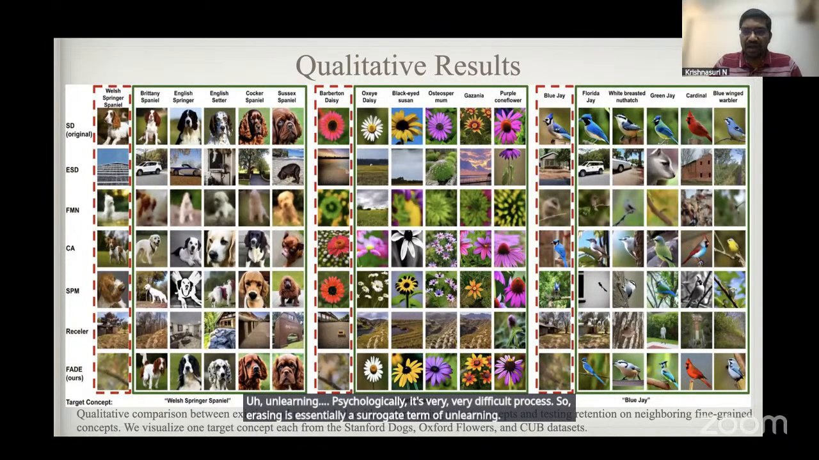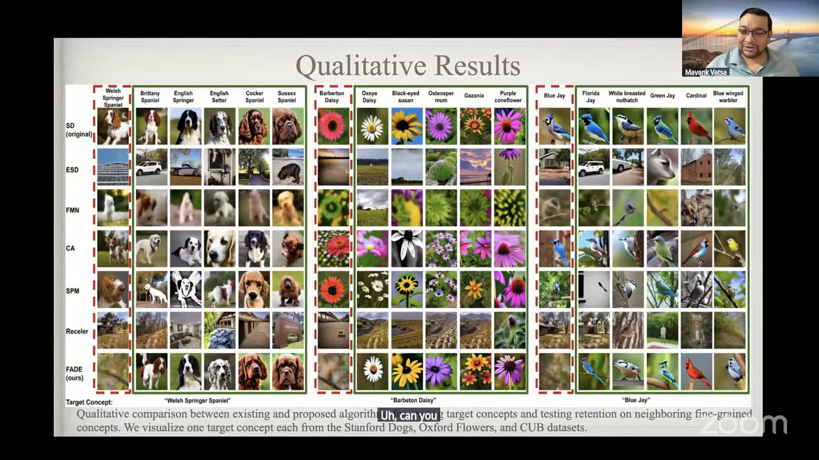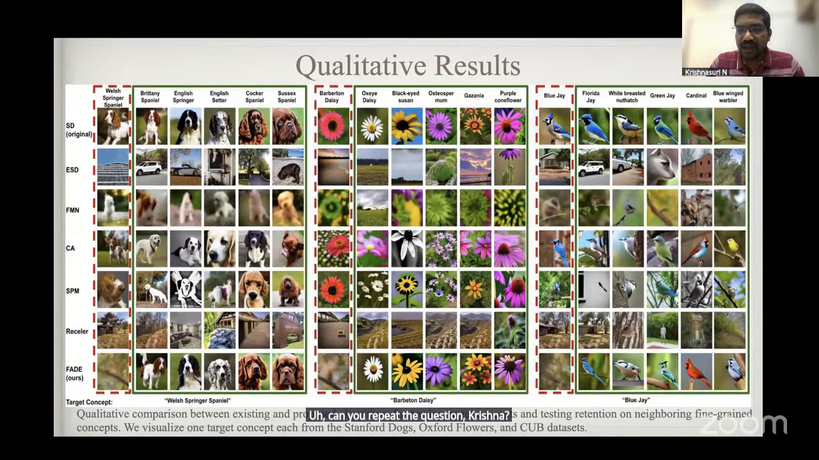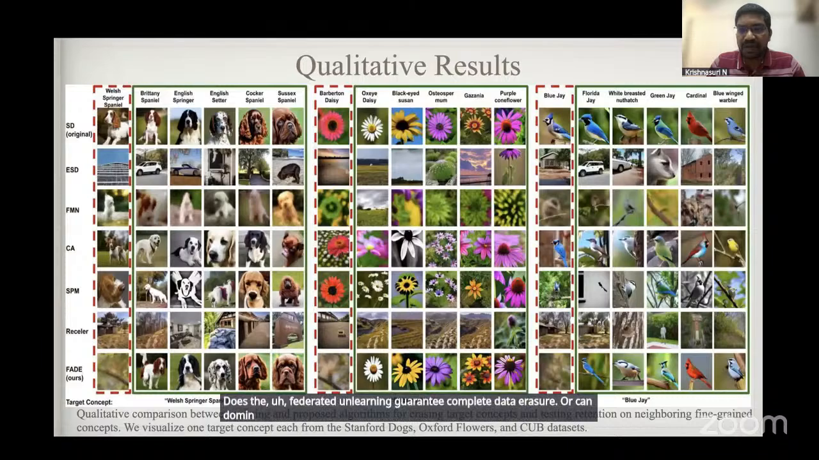Okay. And another last question till now is, does federated unlearning guarantee complete data erasure, or can remnants of deleted data still leak? Can you repeat the question, Krishna? Does federated unlearning guarantee complete data erasure or can remnants of deleted data still leak?